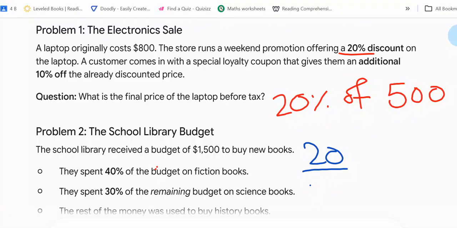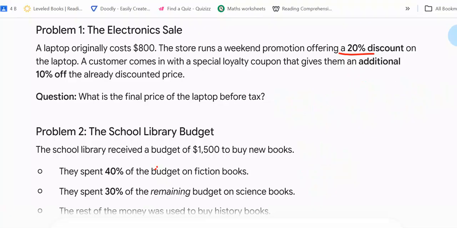Let's start the question. Let me read the question and then we will solve it together. A laptop originally costs $800. The store runs a weekend promotion offering a 20% discount on the laptop. The customer comes in with a special loyalty coupon that gives them an additional 10% off the already discounted price. So first we will find out 20% discount on the original price, that is 20% of 800.